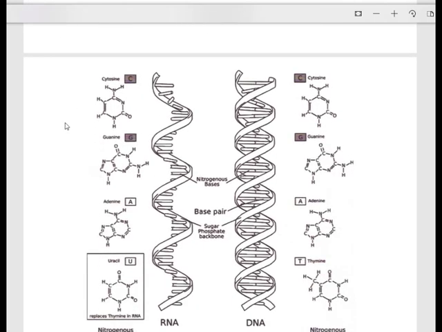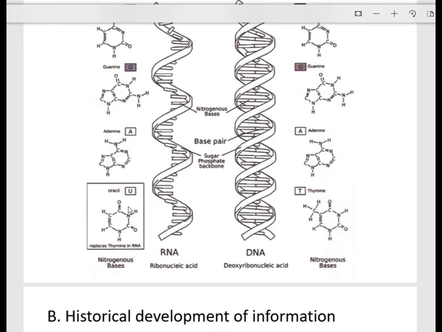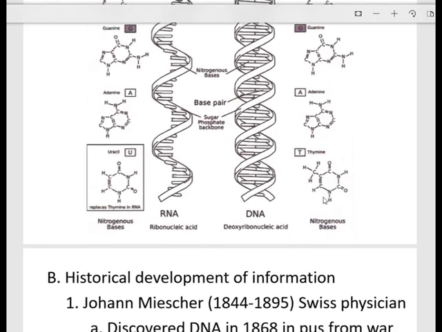This diagram shows you the single helix that forms the structure of RNA and the double helix that forms the structure of DNA, and that cytosine, guanine, and adenine are the same, but the different base in the two nucleic acids are uracil in RNA and thymine in DNA.